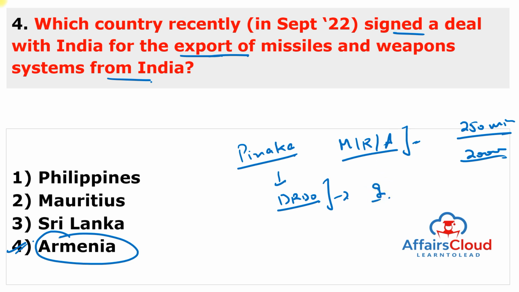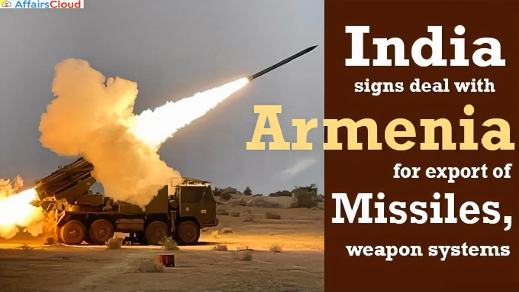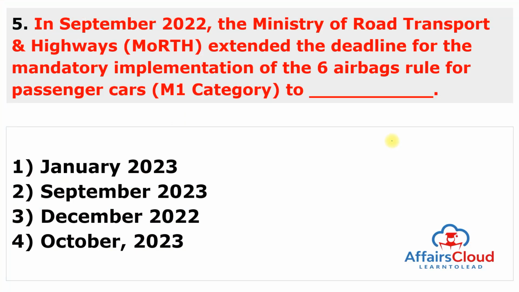And India has already supplied four Swati radars to Armenia for an estimated cost of 350 crore rupees in the year of 2020. So remember, India signed a deal for the export of missiles and weapon system from India to Armenia. You can also see here India signs deal with Armenia for export of missiles.